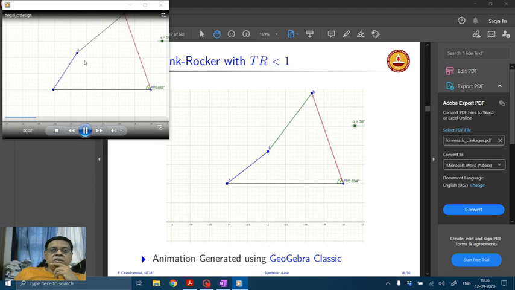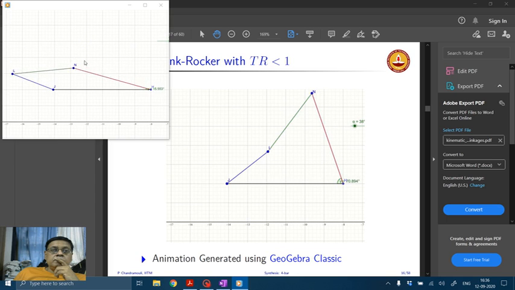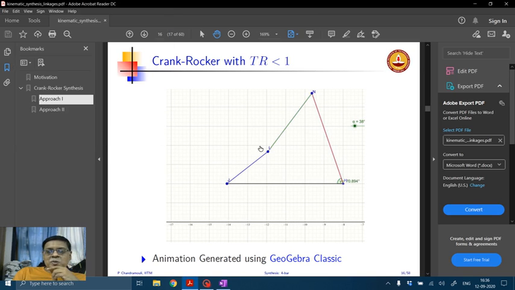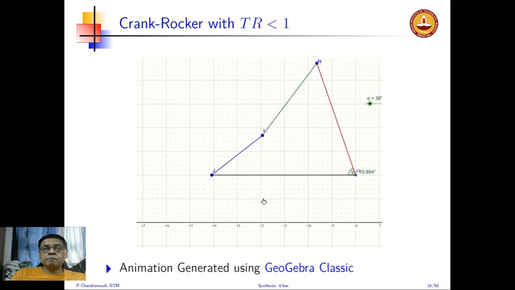So here is the forward motion. And now the return. Okay, so anyway, I think you will have to convince yourself that that's indeed the case.